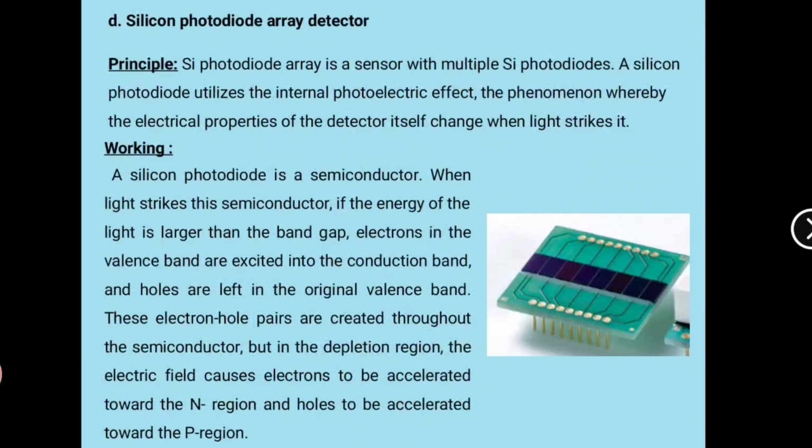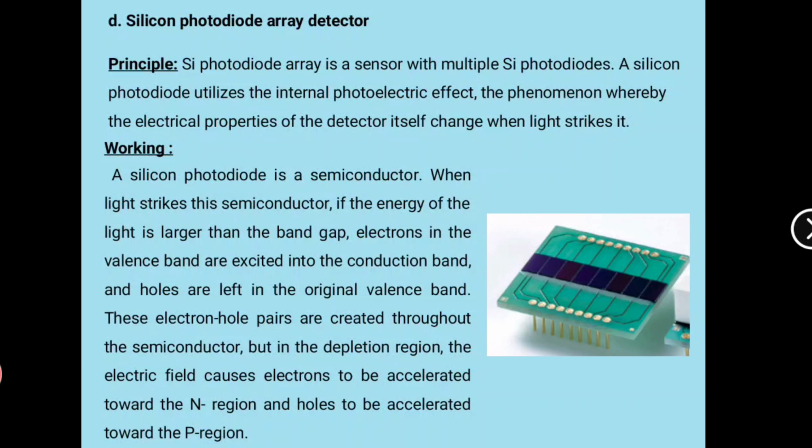Silicon photodiode array detector. The principle involved in the silicon photodiode array detector is a sensor with multiple silicon photodiodes. A silicon photodiode utilizes the internal photoelectric effect, the phenomenon whereby the electrical properties of the detector itself change when light strikes it.